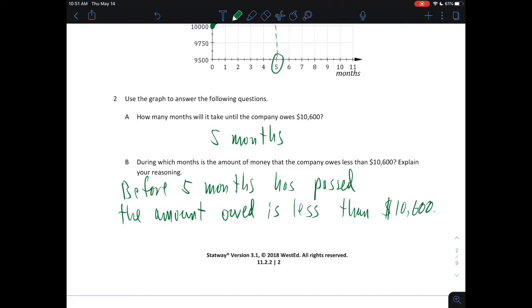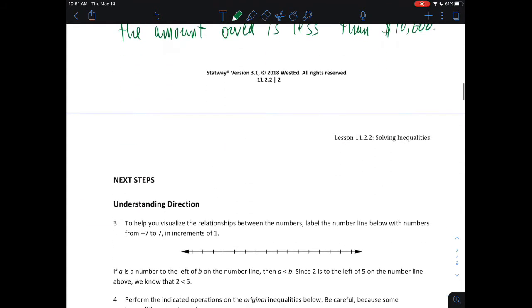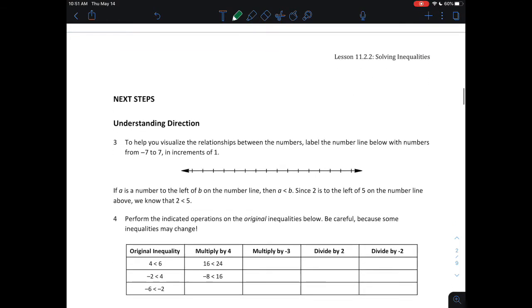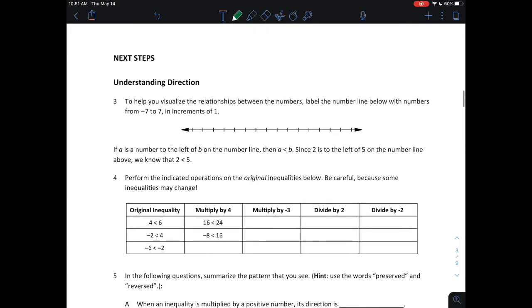Okay, so now from these examples, let's take some next steps. Number 3. To help you visualize the relationships between the numbers, label the number line below with numbers from -7 to 7 in increments of 1. So we're going to start building some understanding of inequalities that will relate to those examples we just looked at. We're going to return to those in a little bit, but we're going to lay down some groundwork.